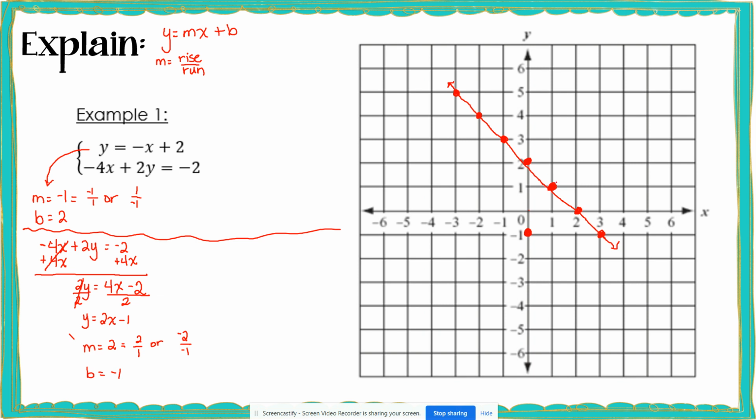Now I probably want to have at least one more point just to make it so I can see that line clearer. So I can from here go up 2 and right 1 again, and I have enough points to make a good line that I will connect.